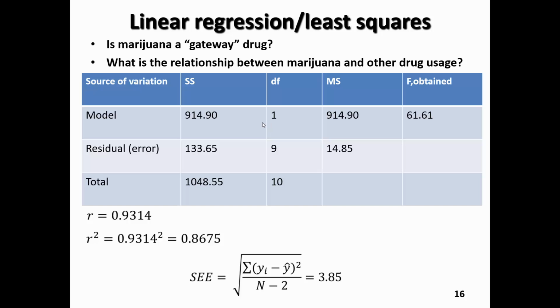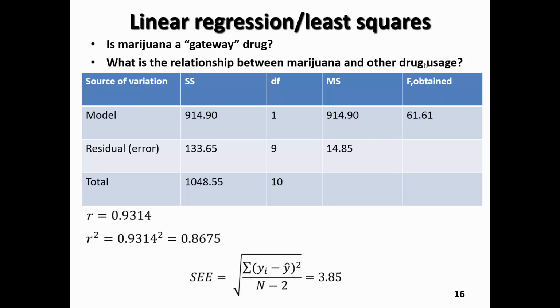And since this is a 1, we have the same mean square of 914.90. The residual mean square, or the residual variance, you can see is quite a bit smaller because of the larger degrees of freedom. It's simply the sum of squares divided by the 9 here, the 133.65 divided by 9, and we get 14.85.